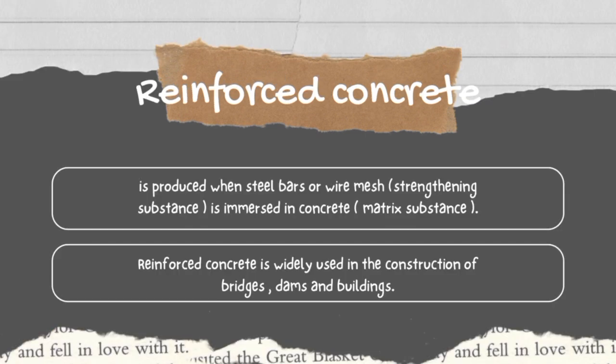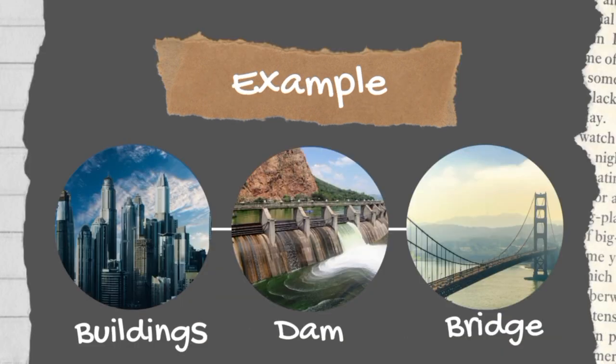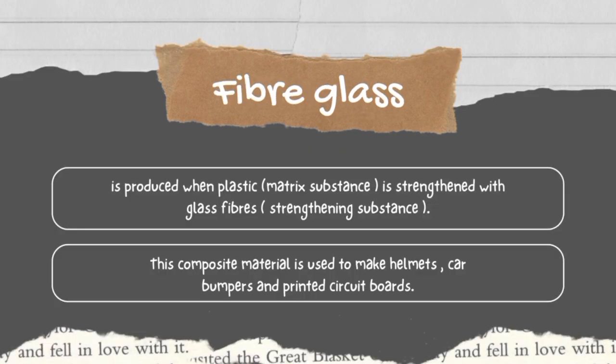Reinforced concrete is produced when steel bars or wire mesh as strengthening substance is immersed in concrete as matrix substance. Also, reinforced concrete is widely used in the construction of bridges, dams and buildings. Did you know that the dam and some other things, including bridges and buildings, are made of a composite material, namely reinforced concrete? Next, we move on to fiberglass.